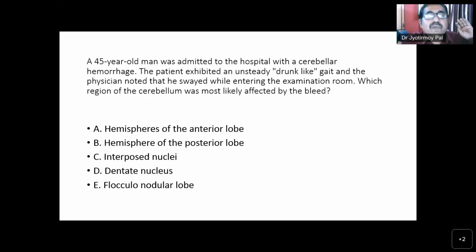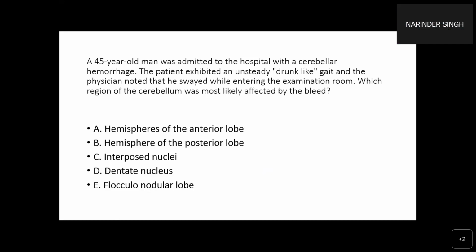The dentate nucleus sends fibers to the red nucleus, thalamus and cortex. So dentate nucleus involvement causes tremor, I told you. Interposed nucleus, not. Then the hemisphere of the anterior lobe and posterior lobe. The anterior lobe contains the vermis. The vermis is more in the anterior lobe. And so, as there is a drunken gait, the gait is basically controlled by the vermis.